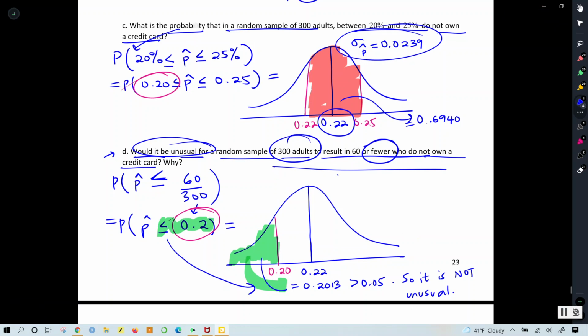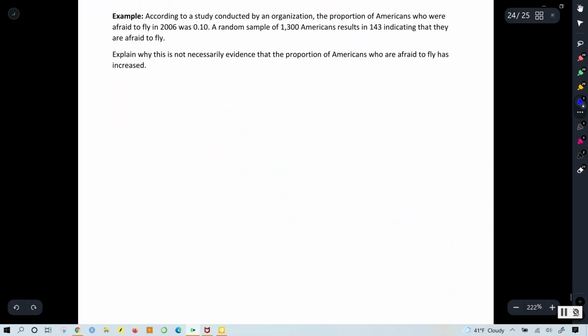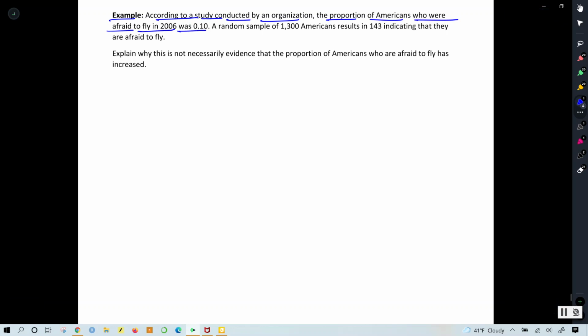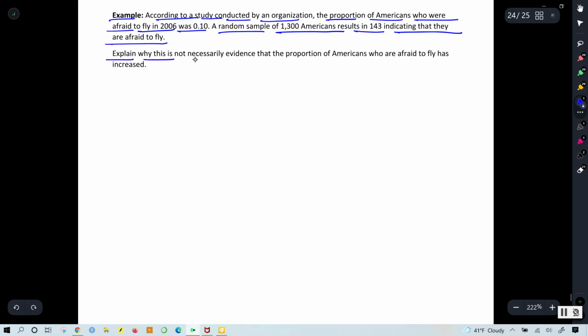Now that we have completed this question, we proceed to some application problems. Example, according to a study conducted by an organization, the proportion of Americans who were afraid to fly in the year 2006 was 0.10. A random sample of 1,300 Americans resulted in 143 indicating that they are afraid to fly. Explain why this is not, statistically speaking, necessarily evidence that the proportion of Americans who are afraid to fly, originally said to be 10%, has increased.